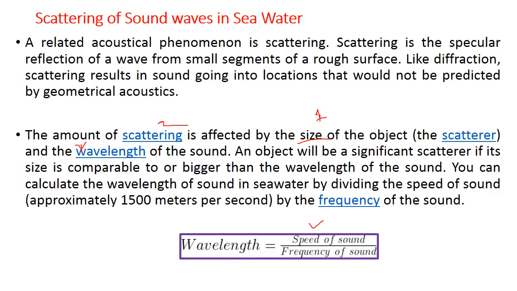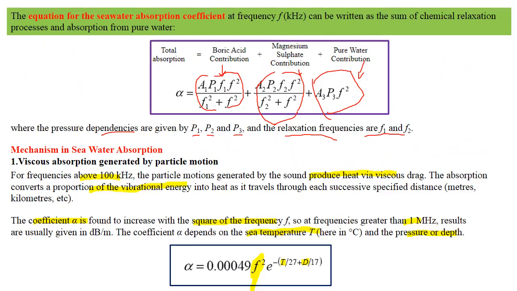The equation for the seawater absorption coefficient at a frequency in kilohertz can be written as the sum of the chemical relaxation processes and absorption from pure water. The first term in the total absorption is due to the boric acid contribution, the second term is due to the magnesium sulfate contribution, and the third term is due to the pure water contribution. The pressure dependencies are given by P1, P2, P3, and the relaxation frequencies are F1 and F2.